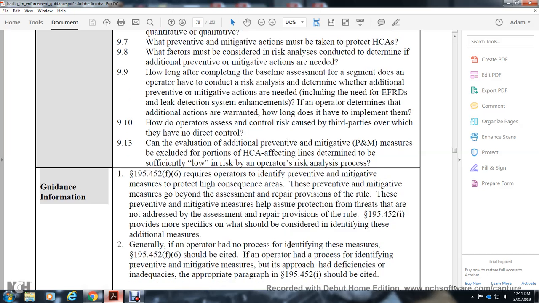Guidance information 195.452(f)(6): the operator identifies the preventive and mitigative measures to protect the high consequence area. The preventive and mitigative measures of the assessment and repair provisions of the rule help ensure the protection against threats from the knowledge of the assessment and repair in the provision 195.452(i), which is more specific on what should be considered to identify the additional measures.